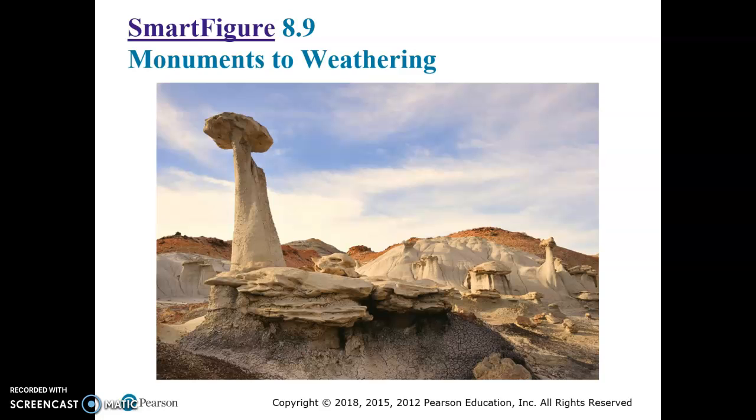We have chemical weathering at play. We probably have some frost wedging that's going to be at play. This is a dry region, so we could even have some formation of salt crystals. And all of that is going to lead to differential weathering. So we get this really different looking landscape as we look at different areas around here.